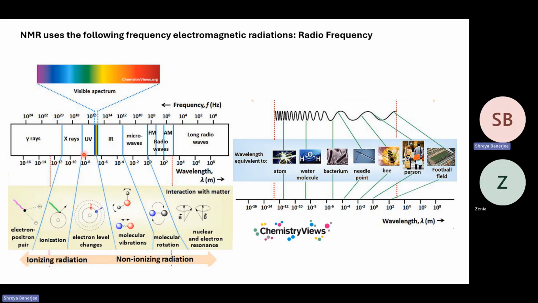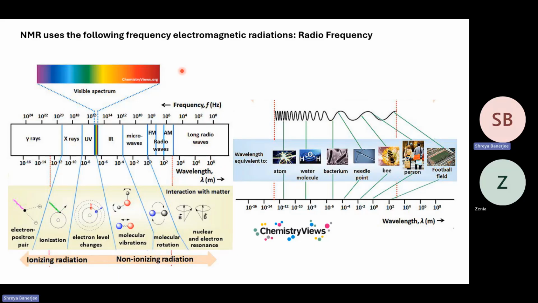UV and IR are used for different spectroscopy. UV is generally for electronic transitions. IR is mostly for molecular vibrations, while microwaves are for molecular rotation. Now it is the radio wave region that is used for NMR. So this is the region of electromagnetic radiation, or radio frequency, that NMR uses, which have pretty large wavelengths.